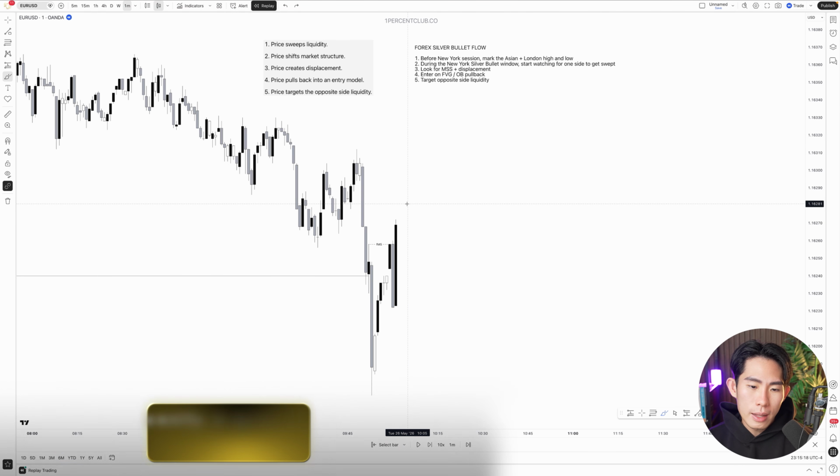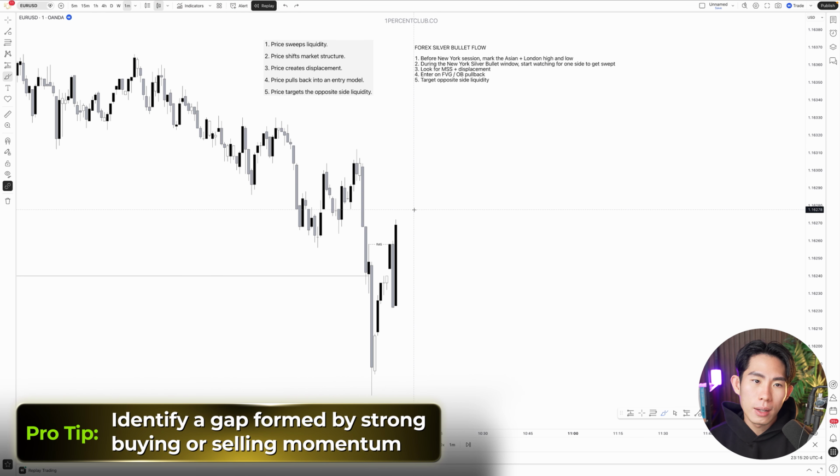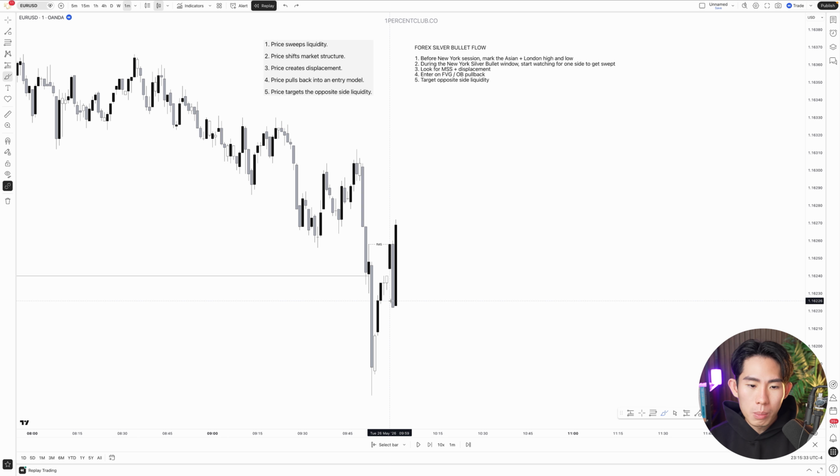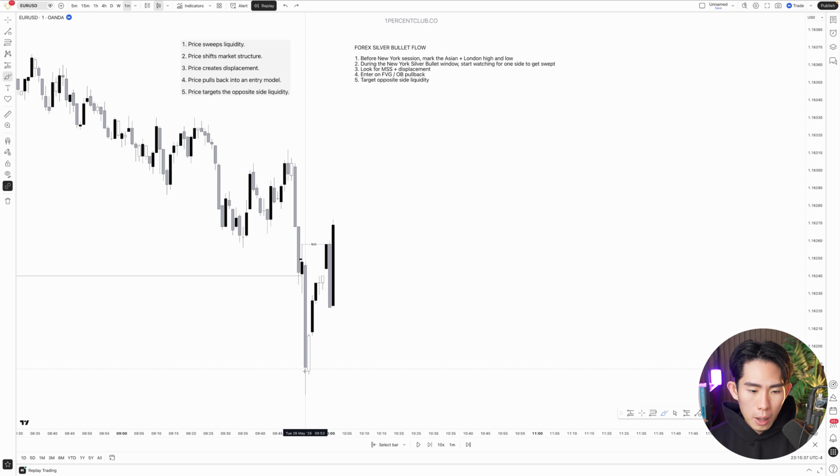So the fair value gap is basically going to be an imbalance in price, right? What I mean by that is that you want to be identifying a gap where there was a strong amount of buying momentum or selling momentum. In this case, since price is bullish after the liquidity sweep, we want to identify the place where there's a lot of buying momentum and try to find that gap, right? So if you zoom in over here, you can see price comes up, sweeps liquidity, reverses very aggressively and hits back up just like this.